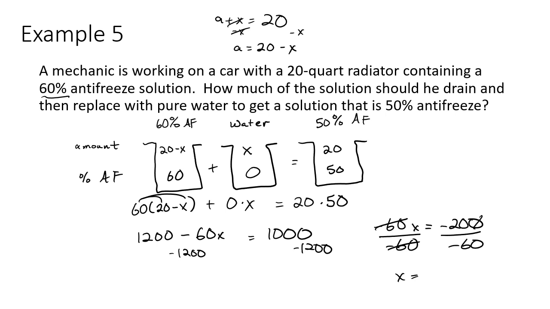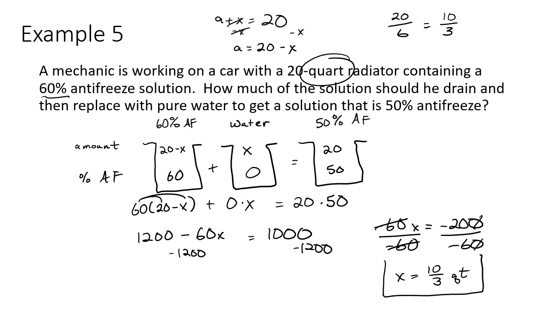And then if I just reduce this a little bit, this would be 20 over 6, which if we divide both the top and bottom by 2, would reduce to 10/3. So 10/3, and the units we're working with here are quarts. That would be about 3 1/3, so 3.3 repeating quarts.